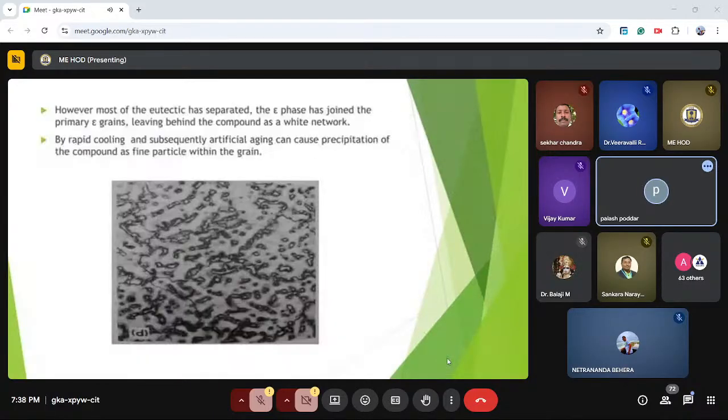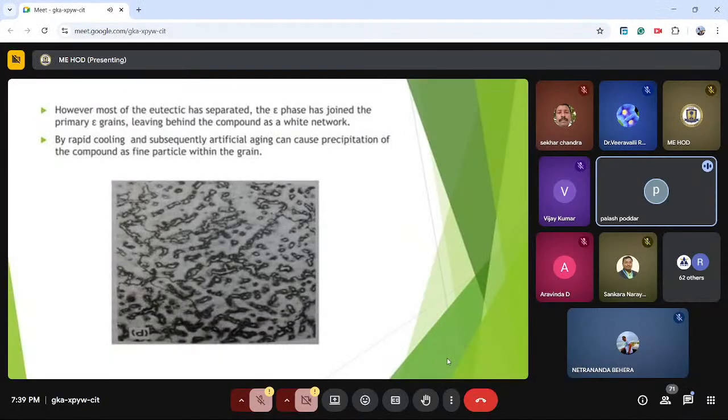Cooling and subsequent artificial aging can cause precipitation of the compound as fine particles within the grain. You see the fine particles, these precipitates. Fine particle precipitates of the intermediate. This is the alpha magnesium. At the junction point, this portion is called the beta phase, Mg17Al12.